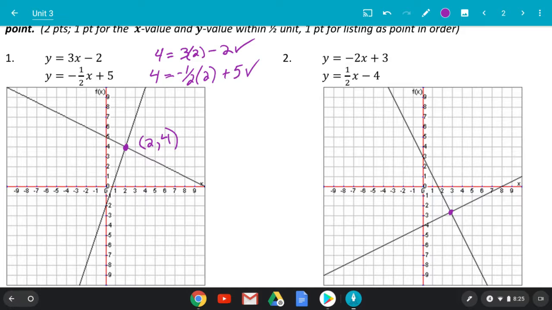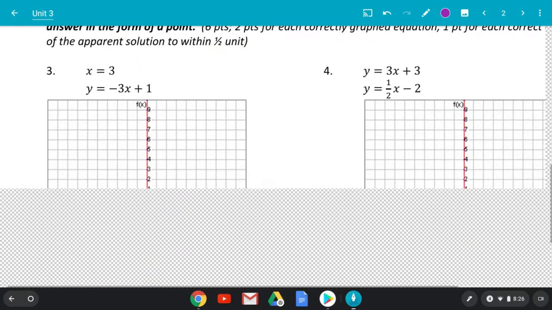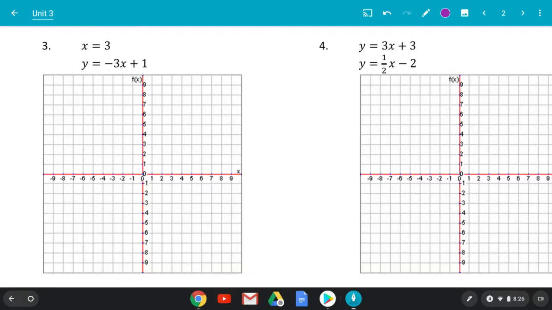So that's why we need to know the other methods. Now, here's the cool thing. What I'm about to show you next is how to use Desmos. And Desmos is going to give us accurate answers because it's computer generated. Okay? So let's take this next system. Let's look at number 3. I'm going to write these down for my benefit so that I've got something to reference.